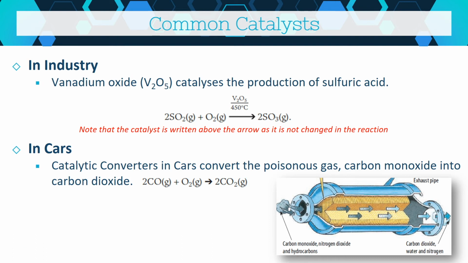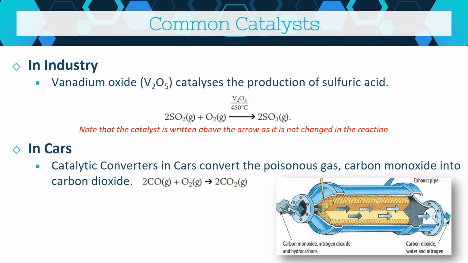The reason they use vanadium oxide when making sulfuric acid is it actually helps deal with the temperature and produces much more sulfuric acid at the end of the day than without it. So it's basically a cost benefit thing. It might cost a little bit of money, but there's a lot of benefit involved and it actually saves them a lot of money when they're doing it.